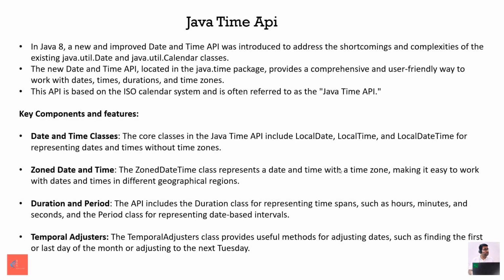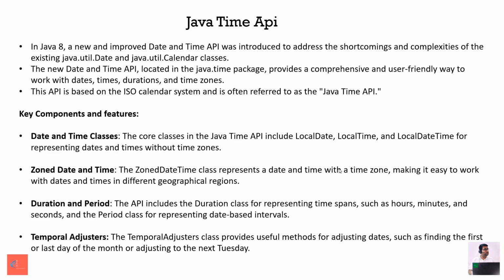In Java 8, a new and improved date and time API was introduced to address the shortcomings and complexities of existing date and calendar classes. The new date and time API located in the java.time package provides a comprehensive and user-friendly way to work with dates, times, durations, and time zones. This API is based on the ISO calendar system and is often referred to as the Java Time API.